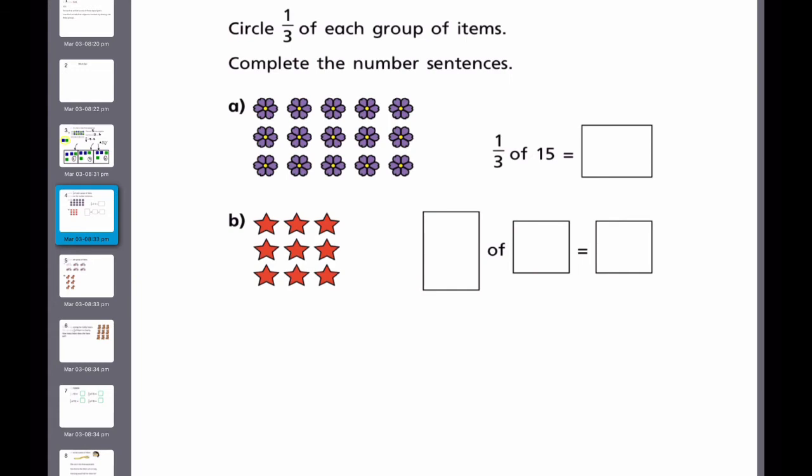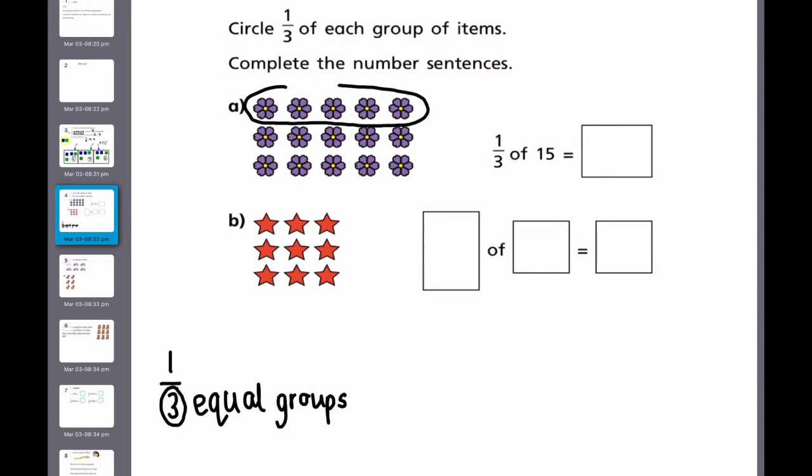Circle 1/3 of each group of items. Complete the number sentences. Okay, so remember what we know about thirds. 1/3 is when we have 3 equal groups. So we're going to use sharing with the flowers. We have got 1, 2, 3, 4, 5 in that group. 1, 2, 3, 4, 5 in that group. And 1, 2, 3, 4, 5 in that group. Are those groups equal? Yes.